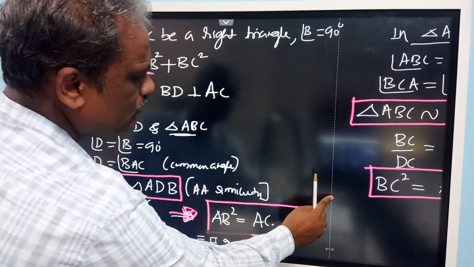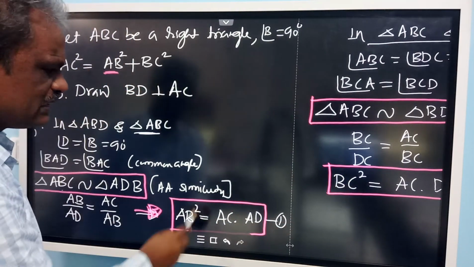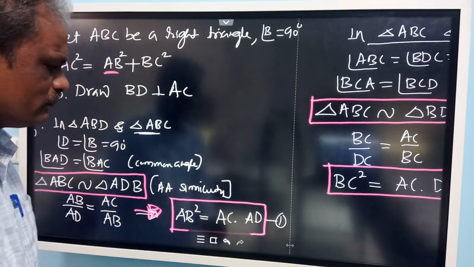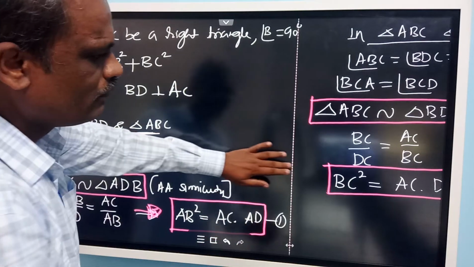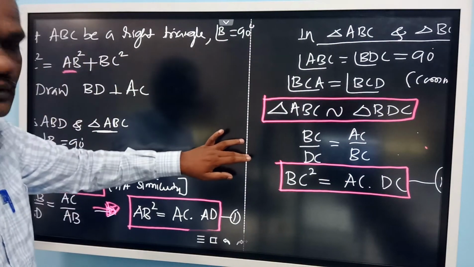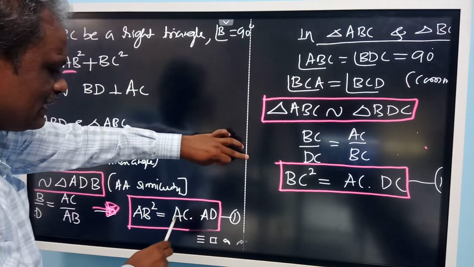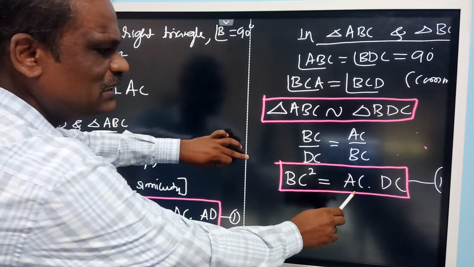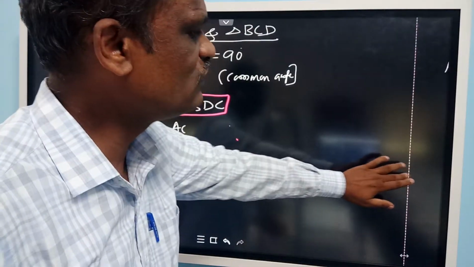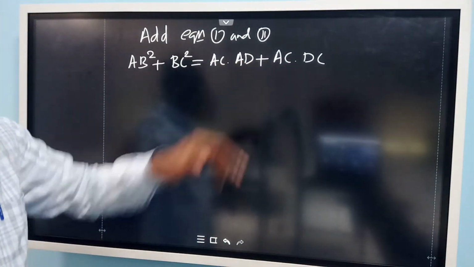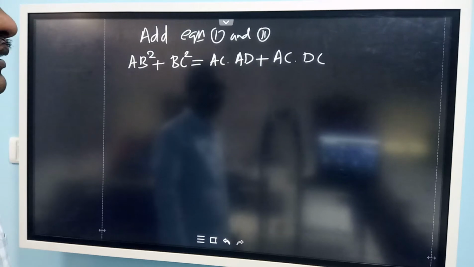AB square plus BC square. This AB square plus BC square is equal to AC into AD plus AC into DC. See, left hand side contains AB square plus BC square. Right hand side contains AC into AD plus AC into DC. So that is what we have written here. AC into AD plus AC into DC.